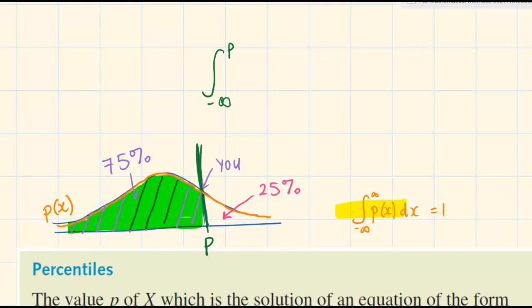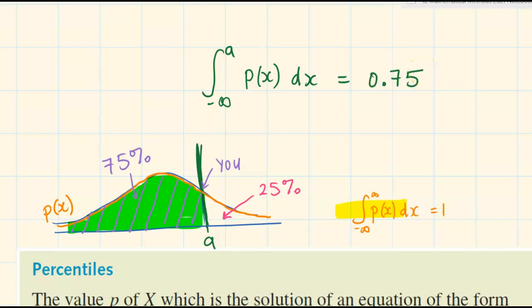P of x, good. Okay, so maybe we shouldn't use P up there. Let's use a different number, letter. What do we want to use? A. And we integrate that with respect to x, and we want that area, that green shaded space, if we were finding the 75th percentile, we would want that area to equal 0.75. Is it always going to equal 0.75? No, it's going to be dependent on the question.